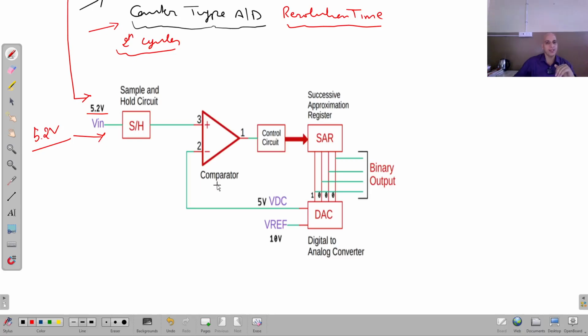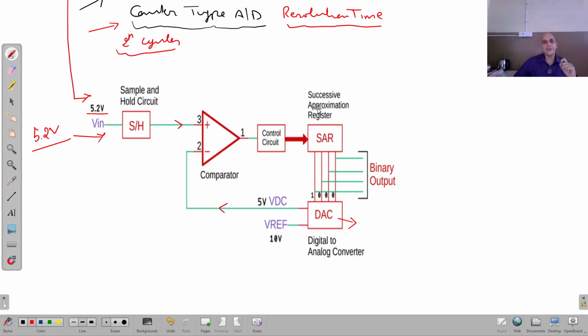One input of the comparator is coming from the digital to analog converter, and the other is the input signal coming from the sample and hold circuit. So in a nutshell, we can say that this comparator is doing the comparison between the input voltage and the output generated by this DAC converter. Here we have taken a 4-bit DAC converter, I mean we are considering a 4-bit digital output.